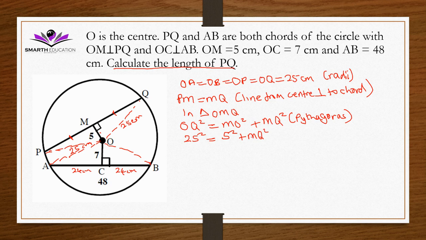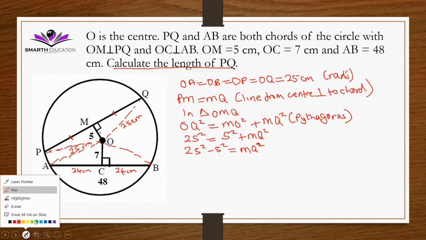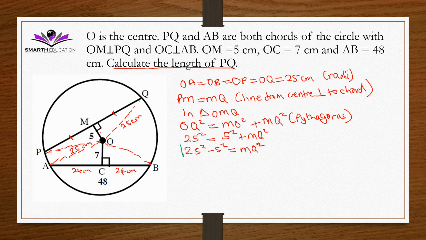Right, now we can say 25 squared minus 5 squared is equal to MQ squared. I've transposed there. And then we can square root both sides. We can square root both sides here as it is. You can put it in your calculator as it is. Don't need to waste time. Just say square root of this and square root of that.